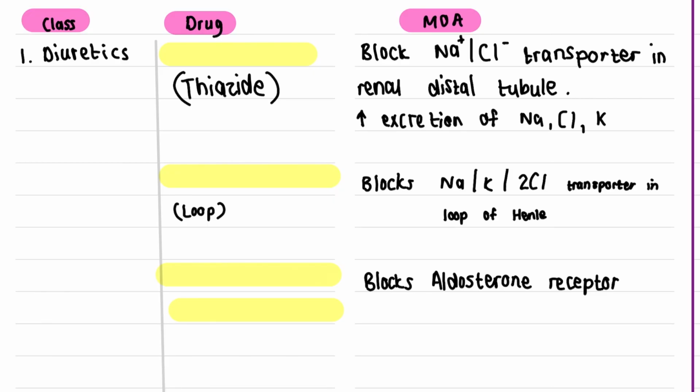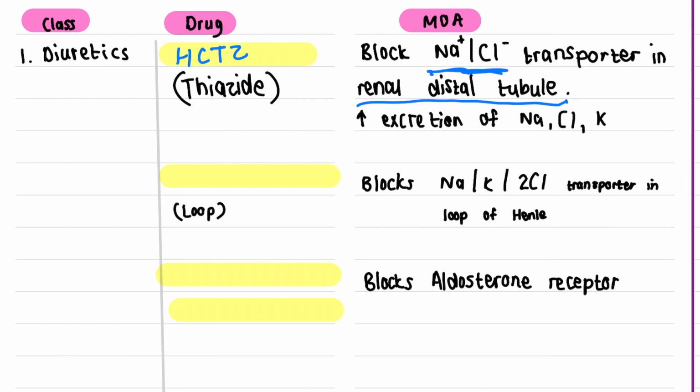So, this drug is going to block the sodium chloride transporter in the renal distal tubule, right? And it's going to cause an increase in the excretion of sodium, chloride, and potassium. Examples of this drug include hydrochlorothiazide. I guess the most common trade name in South Africa is Reduc.